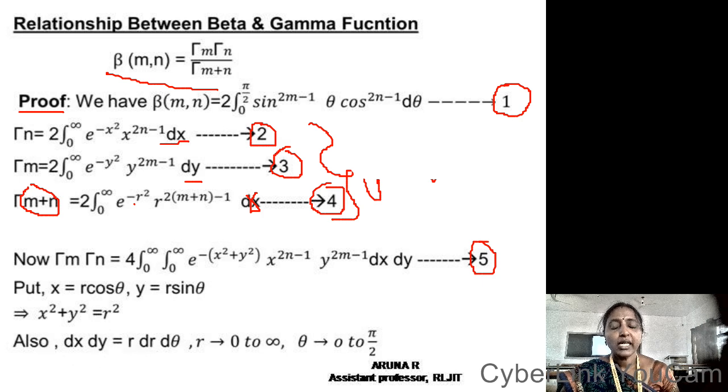Also we know that dx dy is nothing but r dr d theta. Here dx dy were lying in the first quadrant, so r also lies from 0 to infinity, and theta is also in the first quadrant, that is 0 to pi by 2. Now we will back substitute all these values: x equals r cos theta, y equals r sin theta, x square plus y square equals r square, and dx dy as r dr d theta. That means we are changing from Cartesian to polar. Then what will we get?